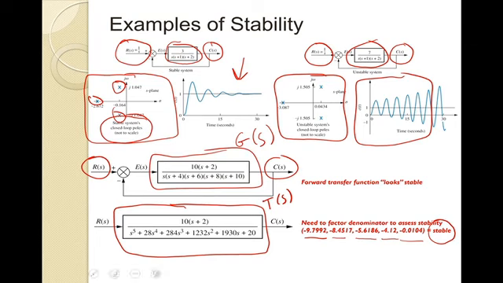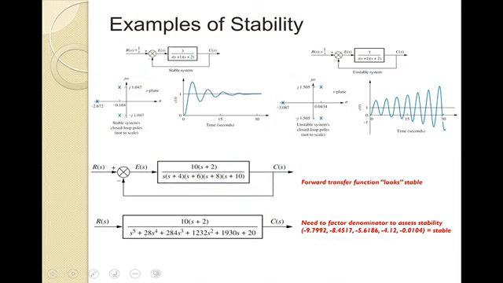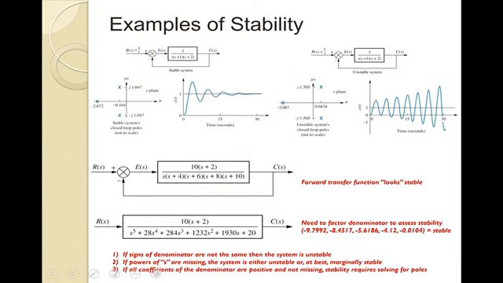So let me clear some ink here, and then we can make some observations as shown down below. The first observation I can make is the following. If the signs in the denominator are not the same, then the system is unstable. So for example, if I have some plus and some minus, I can just look at that and say it's not stable. I don't have to calculate the roots.